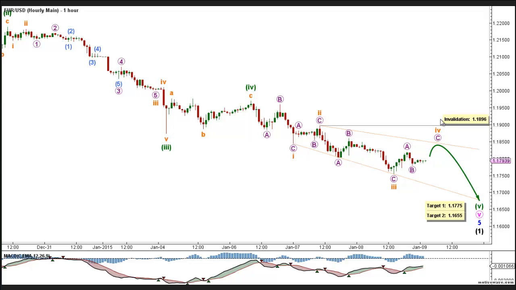downside in subminute wave 5 to complete minute wave 5, and thereby minor wave 5, and thereby finally intermediate wave 1. At 1.1775, minute wave 5 would reach 61.8% the length of minute wave 3, then at 1.1655 it would reach 100% of its length. This wave count is invalidated by movement above 1.1896, as subminute wave 4 may not move beyond the start of subminute wave 3.